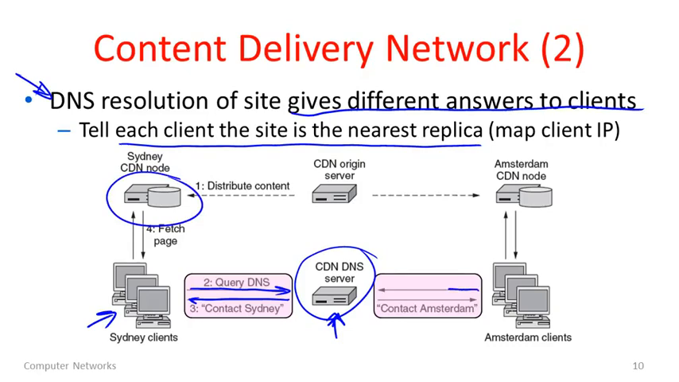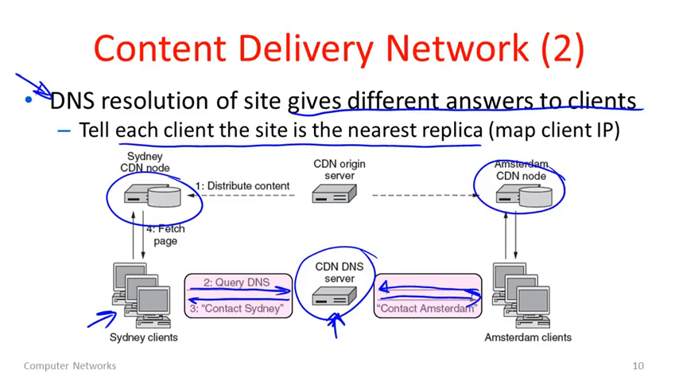On the other hand, when you get a request from someone over in Amsterdam, you're going to be able to work out from the IP address on that DNS request that this node is actually a long way away from the Sydney replica. The answer you want to send back is the IP address of this replica in Amsterdam.